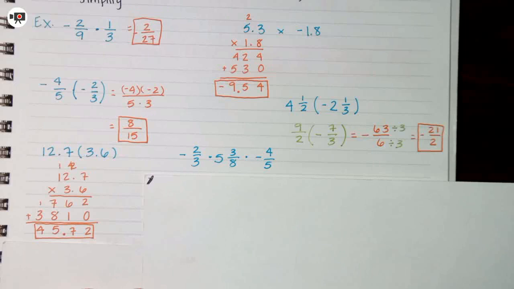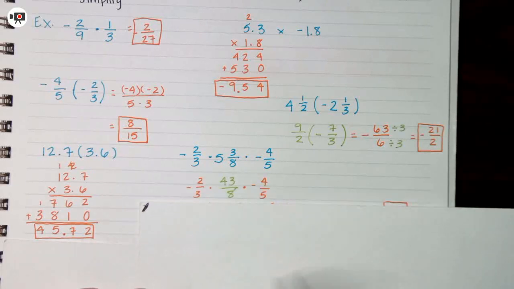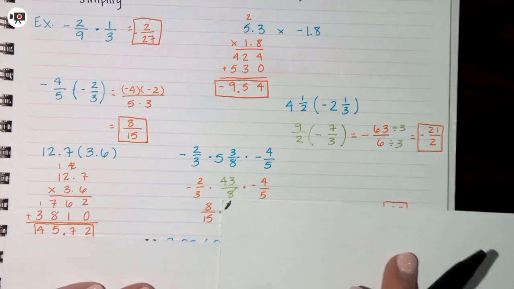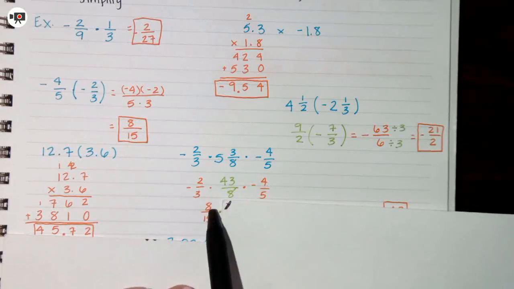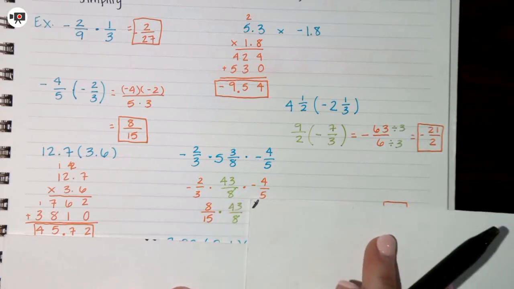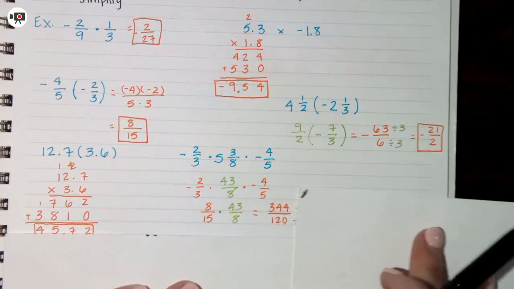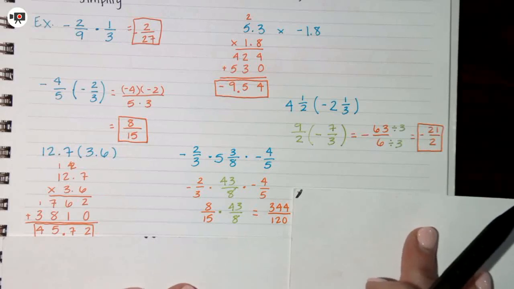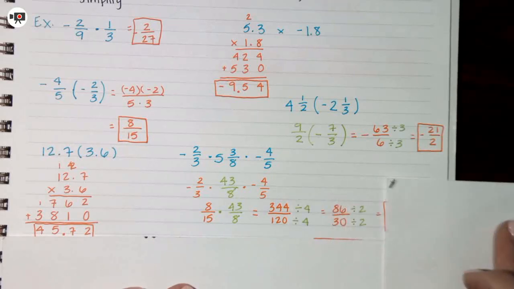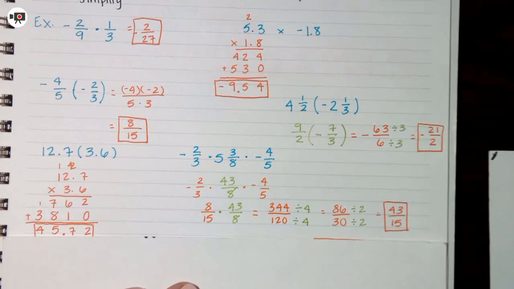Negative 2/3 times 5 3/8 times negative 4/5. First, change my mixed number to an improper fraction. Then, to keep it as simple as I can for myself, I will have 2 times 4 is 8, 3 times 5 is 15, negative times negative is positive. Then multiply by 43 over 8. To get 344 over 120, divide each by 4, and then divide each by 2 to get 43 over 15.